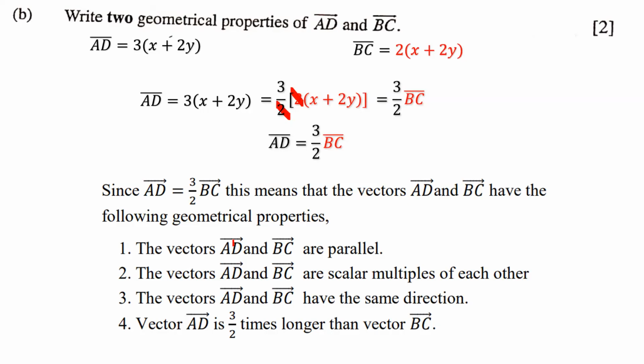Number one, that automatically means that these two vectors are parallel. That's what it means to be parallel vectors, if you can express one vector as a scalar multiple of the other vector. So that means that the vectors AD and BC are scalar multiples of each other. That also means that the vectors AD and BC have the same direction. And this also means that the vector AD is 3 over 2 times longer than BC. So AD, based on the same equation, is 3 over 2 times longer than BC. So AD is longer. Okay, let's move on to the next question.